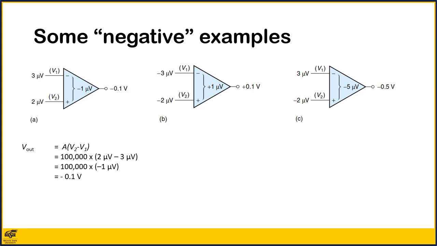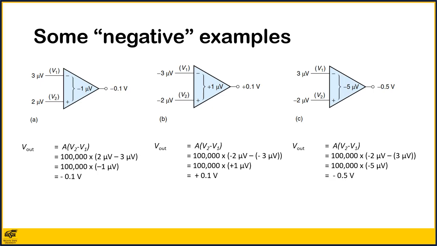Now consider the circuit in figure B. The inputs are both negative, yet the output is positive. To understand this, again, examine V2 minus V1 and pay attention to the signs. In this case, minus 2 microvolts minus minus 3 microvolts equals plus 1 microvolt, which is positive. The circuit in figure C is more straightforward. In this case, V2 minus V1 is negative 5 microvolts, which is clearly negative.